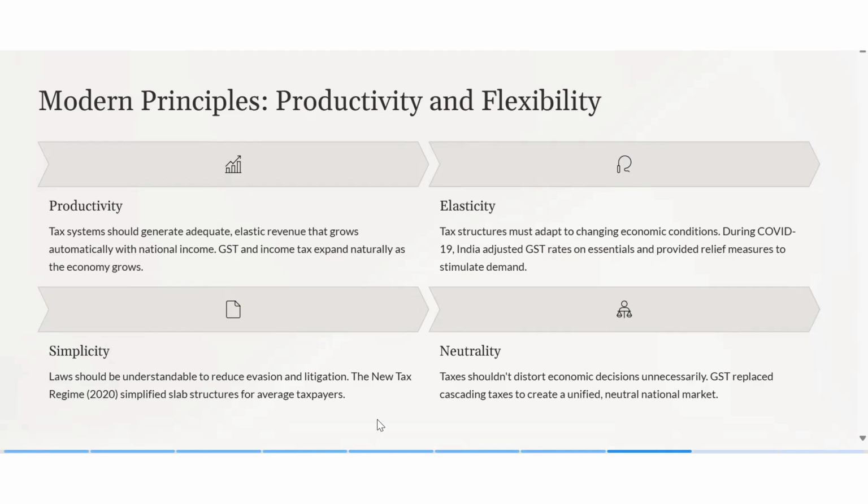Simplicity: being simple is the most convenient when it comes to adapting any new regime. So law should be understandable to reduce evasion and litigation. The new tax regime of 2020 simplified slab structures for average taxpayers. Neutrality: taxes should not distort economic decisions unnecessarily. GST replaced cascading taxes to create a unified, neutral national market.